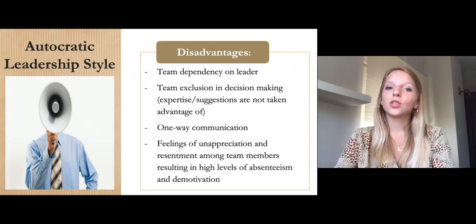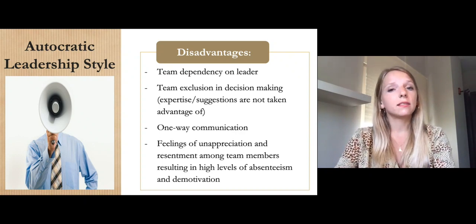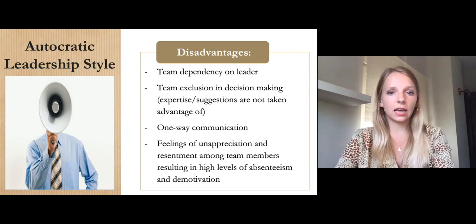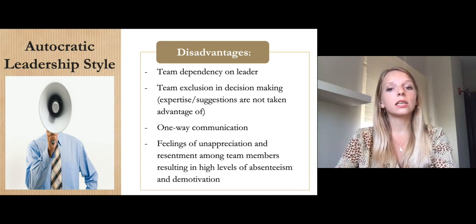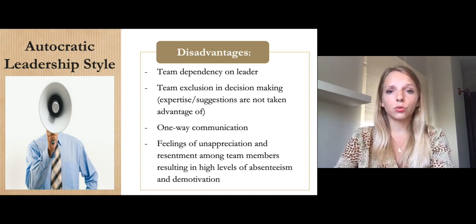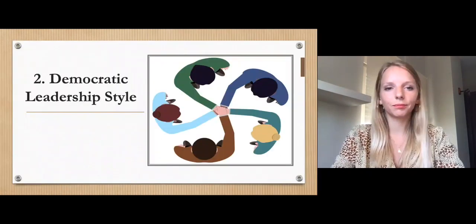On the other hand, some of the disadvantages of this style are the team dependency on the autocratic leader, who has to be there for the team to be productive, team exclusion in decision-making, as the team has little say in the organization's decisions, which are the responsibility of the autocratic leader, which deprives the organization from benefiting from its employees' suggestions and expertise. Also, this style creates a one-way communication, which obviously goes from the leader to the subordinates. Plus, such style is likely to result in feelings of unappreciation among team members, leading to demotivation.